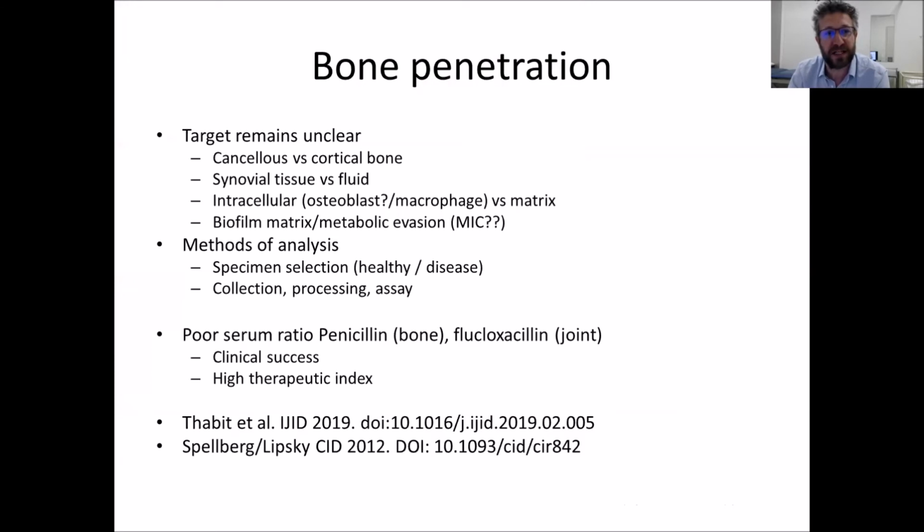Bone penetration is, I think, a very difficult field of research to interpret. Certainly with my microbiological hat on, the target to me remains very unclear. We're talking about cancellous bone, we're talking about cortical bone. When you're in the joint, it's the synovial tissue or the fluid. What's the contribution of intracellular, and how important is it that we're using agents that can get into that intracellular space? There was some suggestion that osteoblasts were important, but it's probably more a macrophage Trojan horse that's contributing to some of the chronicity of infection.